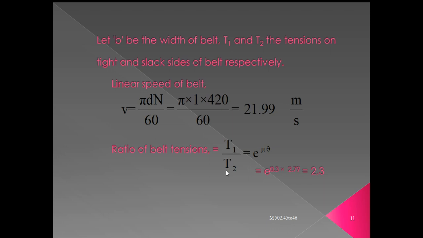Here linear speed of the belt can be found out by pi dn by 60. From that we got the linear speed of the belt equal to 21.99 meter per second. And the ratio of belt tensions is also found by e power mu theta, e power 0.3 into 2.79, that is 2.3.